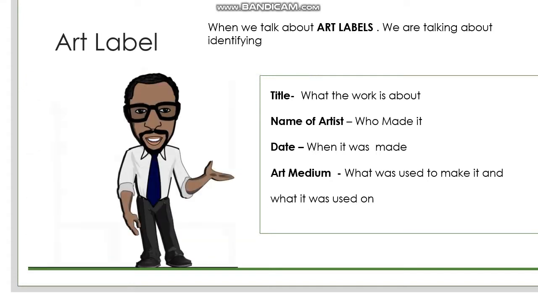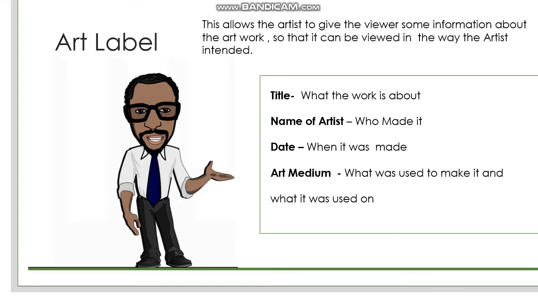So our art label must contain 4 pieces of essential information: title, name of the artist, date, and the art medium. This allows the artist to give the viewer some information about the artwork so that it can be viewed in the way the artist intended.